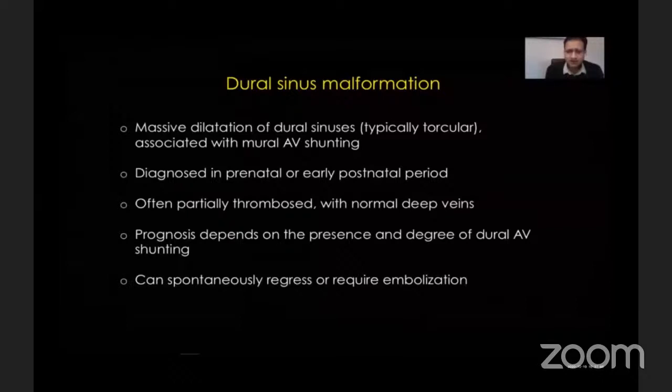This condition is typically diagnosed in the prenatal or the early postnatal period. The massively enlarged torcular is typically partially thrombosed. The deep venous structures are normal, which would distinguish it from the more common vein of Galen malformation.